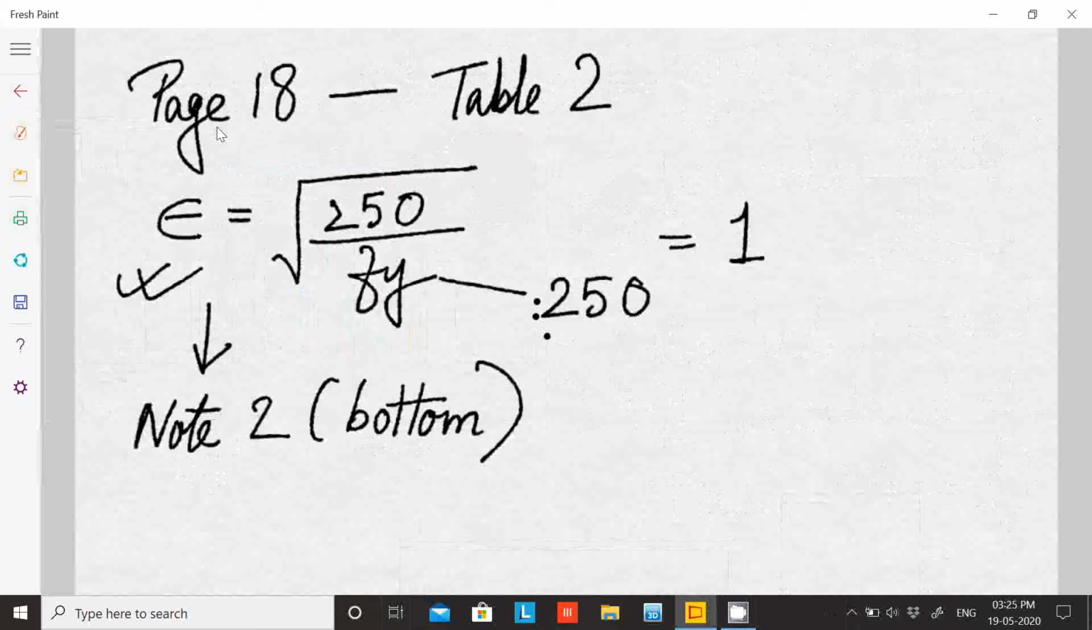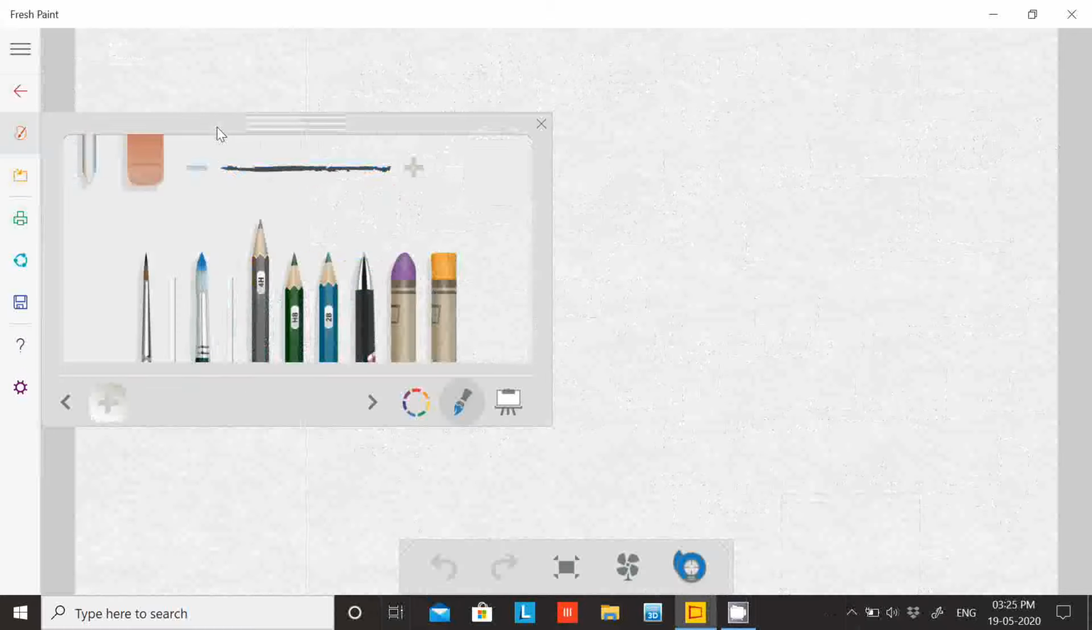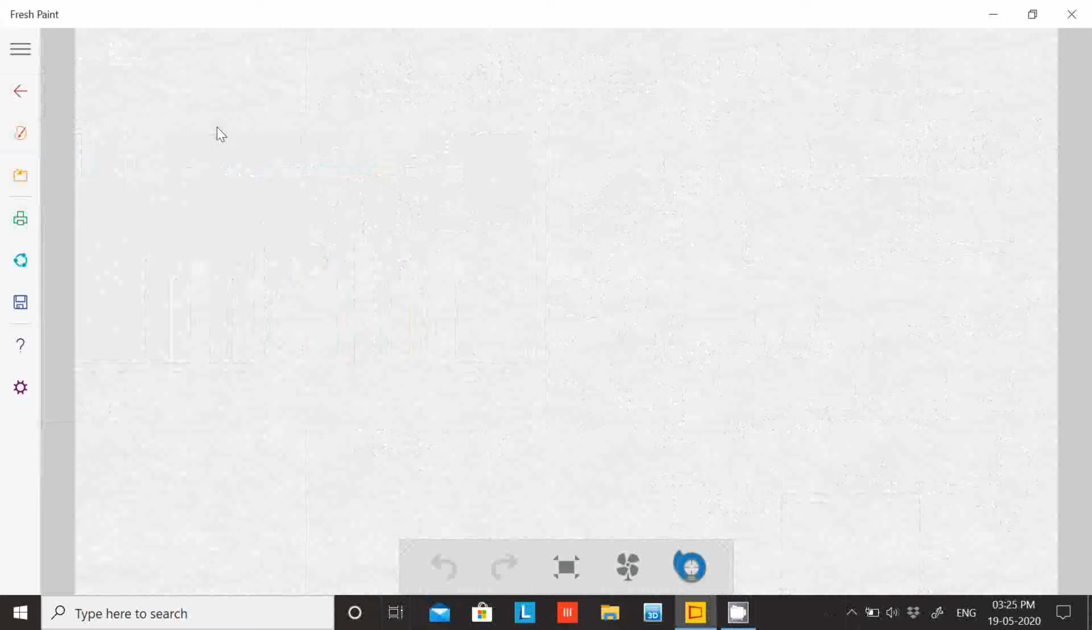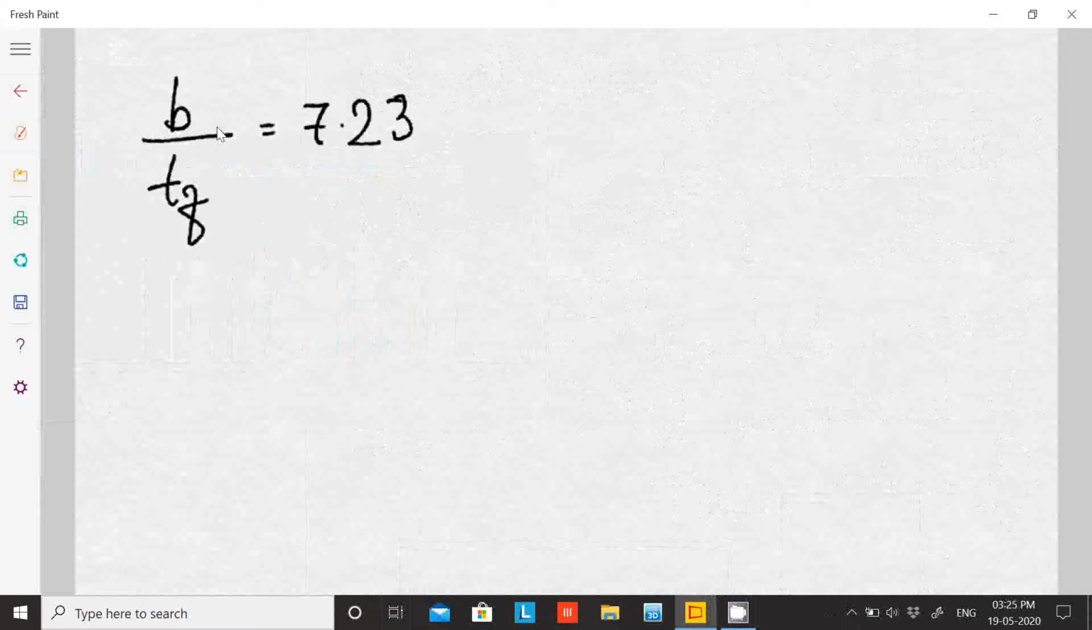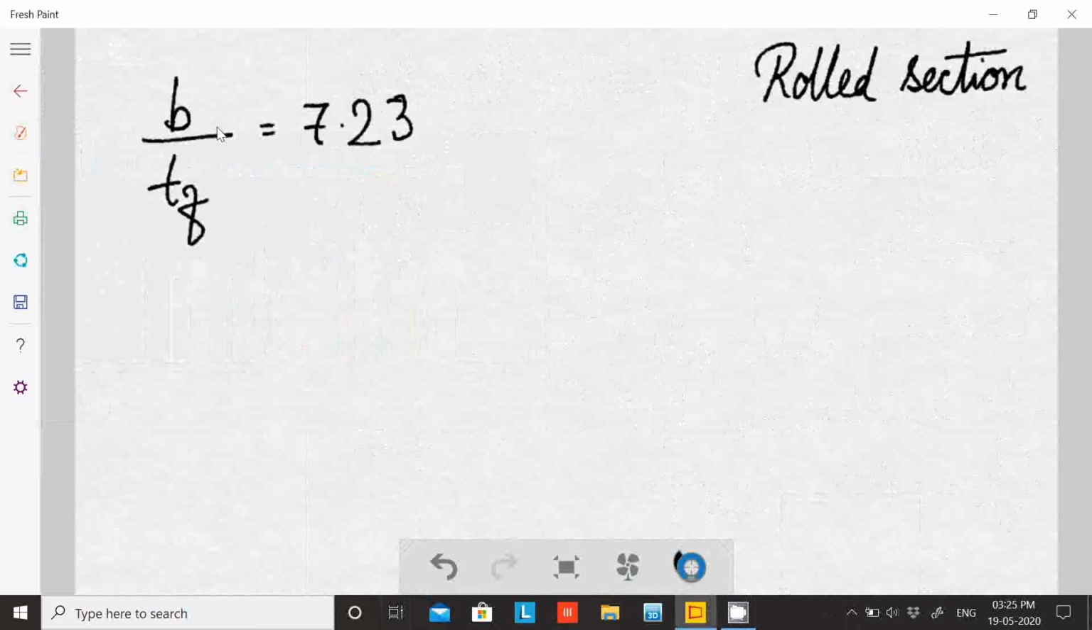So let us first take into account the value of b by tf. So b by tf we have got 7.23. Our section is a rolled section. So you have to go to the part having the rolled section. It's there at the very top of the table 2, page 18. I'm repeating it once again.